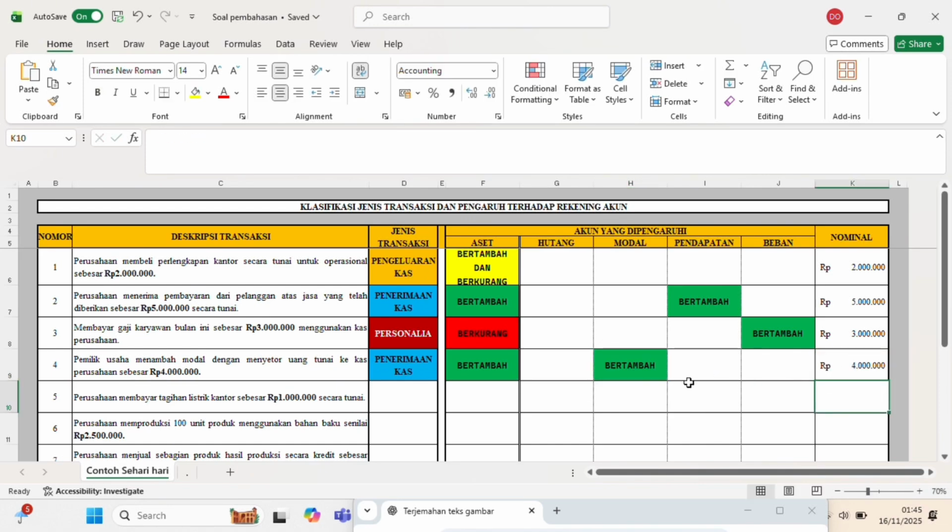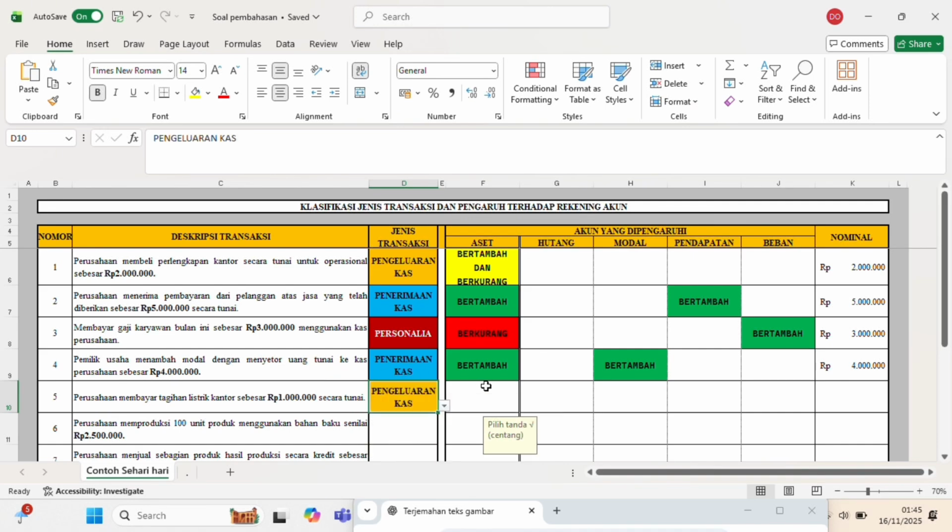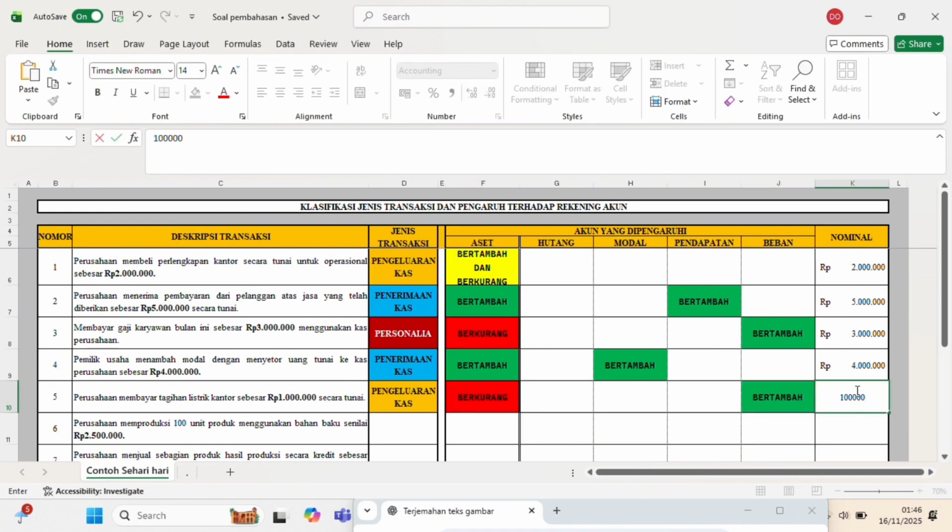Number 5. The company paid the office electricity bill amounting to 1 million in cash. Paying the electricity bill means this transaction is a cash outflow. The accounts affected are cash, an asset, which decreases, and electricity expense, which increases, amount 1 million.